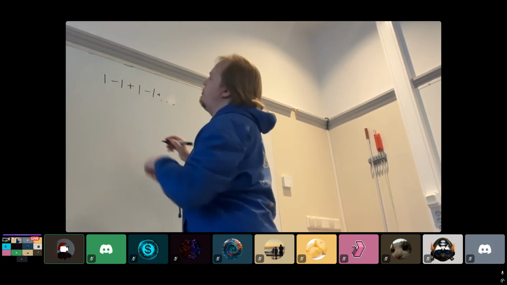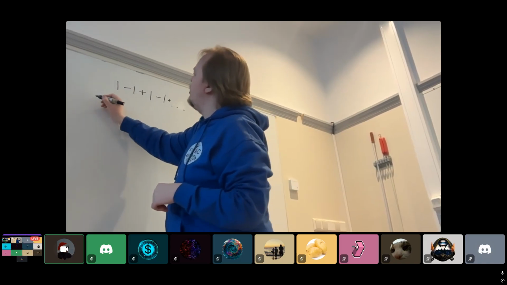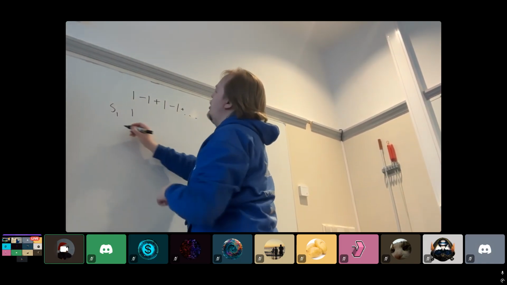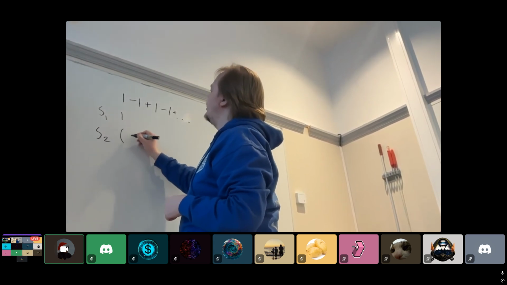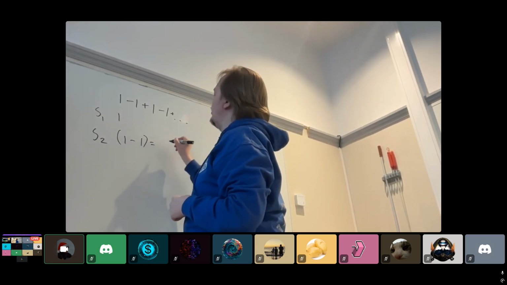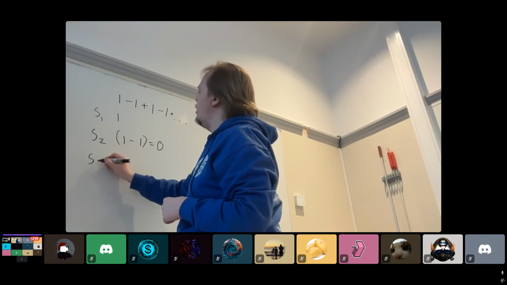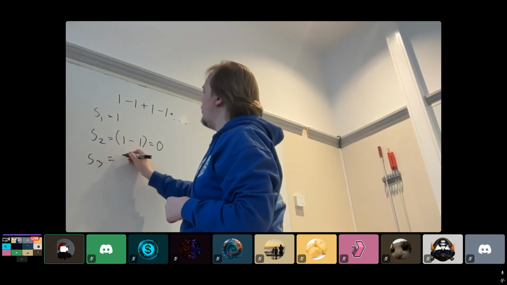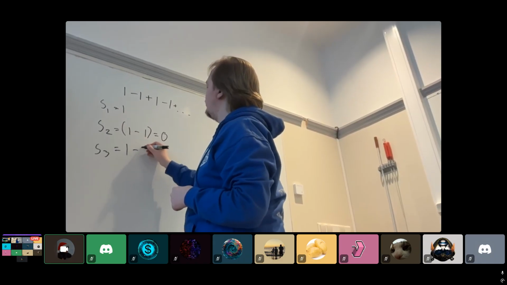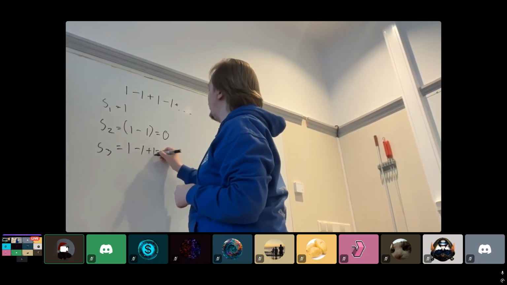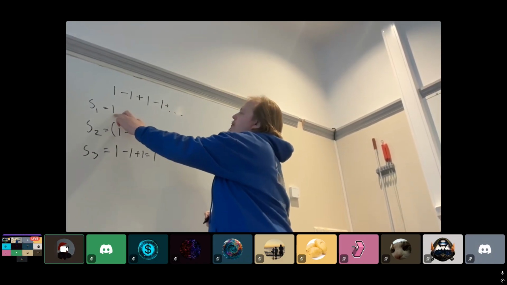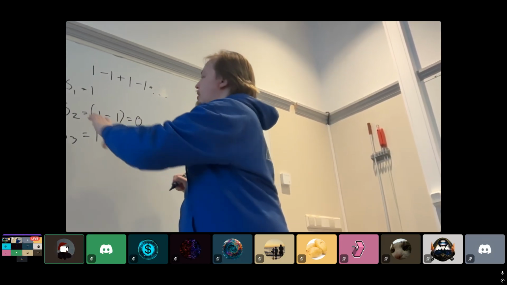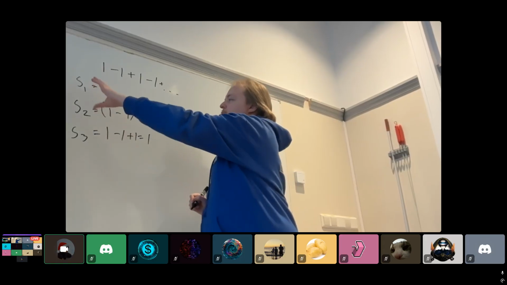You compute every possible prefix sum. So let's start with what I will call S1, which is just the first number. And then S2, which is 1 minus 1, so that's 0. And then S3. So the problem defines these. So this is 1 minus 1 plus 1, so that's 1.